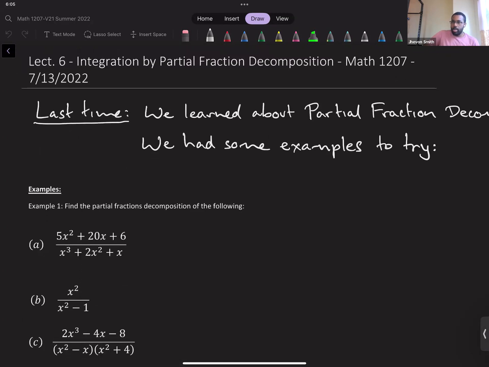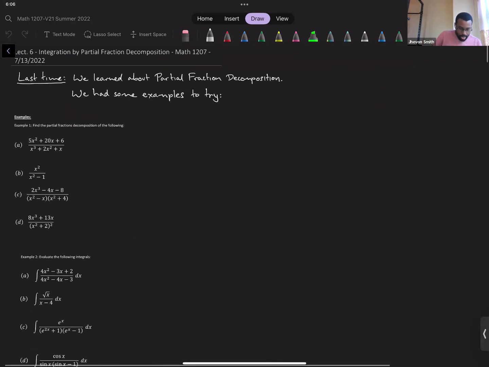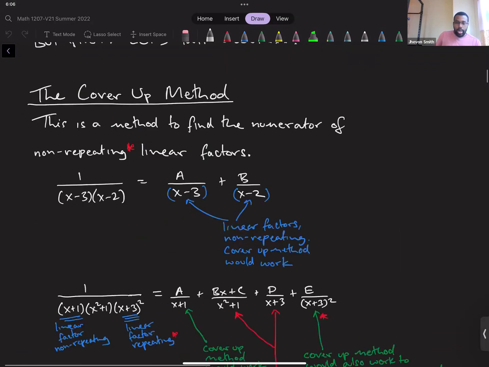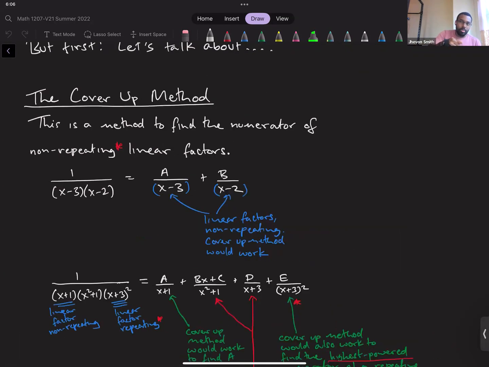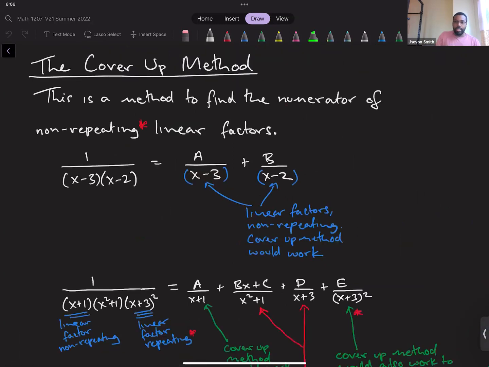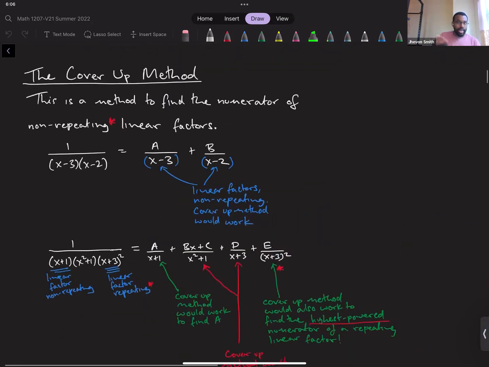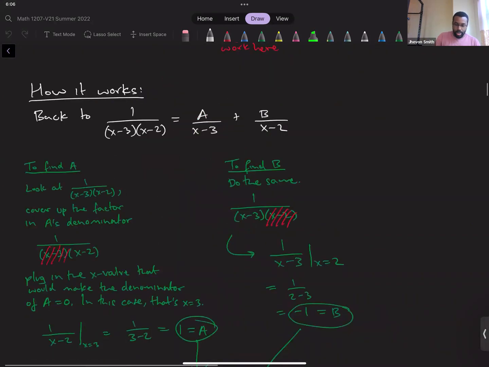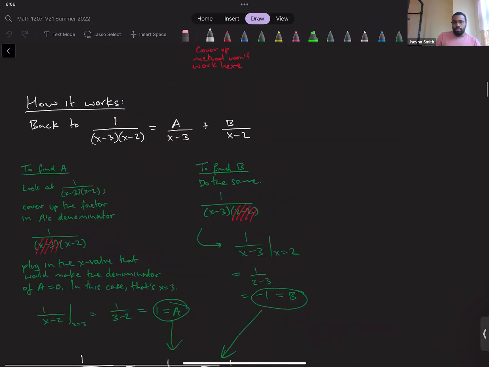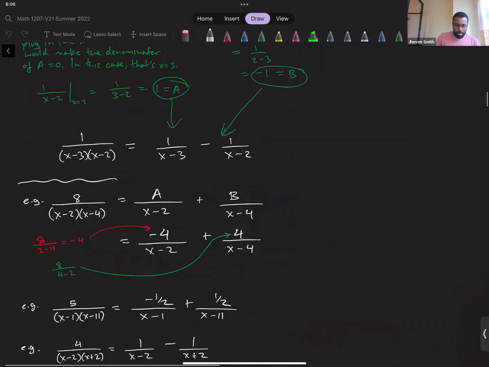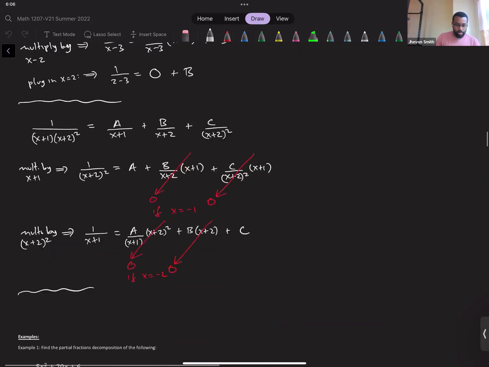Let's talk about what we did last time. So last time we talked about partial fraction decomposition. We learned how to do partial fraction decomposition. We also learned about this method called the cover-up method, which is very useful when the denominator factors are either non-repeating linear factors or the highest power of a repeating linear factor. You can find those values by covering up that factor of the denominator and plugging in a number that would make that denominator 0, and that would actually be the coefficient, which is very interesting and very weird. But it works and it's quick, and I gave you some algebraic reason why this would work, but it's also just generally one of the applications of the residue theorem.